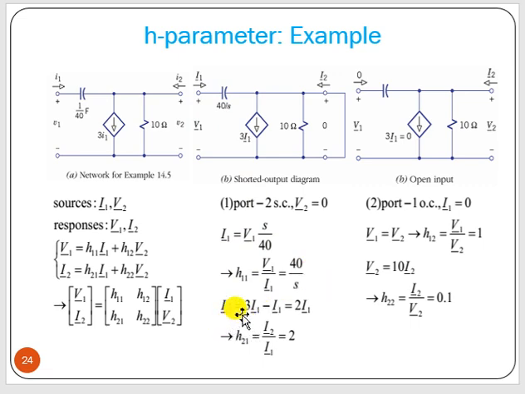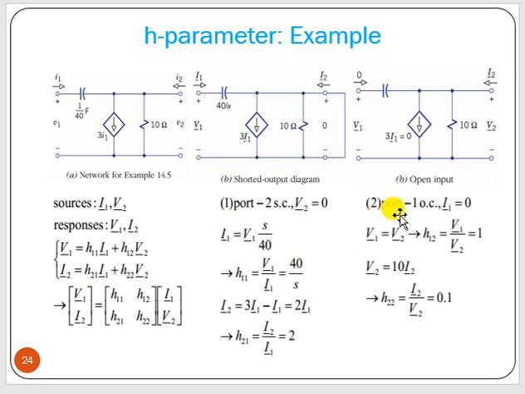Similarly, I2 equal to what? Nothing but 3I1 minus I1. This resistance is shorted because this is in parallel with short circuit. So minus 2I1. Now I2 by I1, so V2 is 0. So I2 by I1 is H21. So I2 by I1 equals to 2. That we got the value.